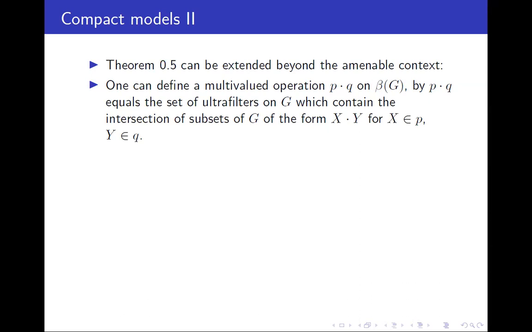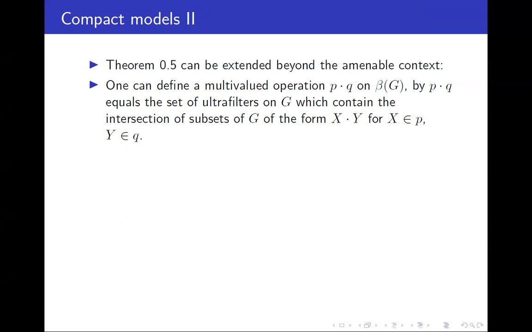maps F from beta G to arbitrary groups H, such that F of PQ, F of P times Q, this is a set, is the common value, is F of P times F of Q, equals the common value of F of R for R in P times Q. So it's like a weak homomorphism, okay? So we look at maps like this, to groups H, and let's say surjective maps with that property.